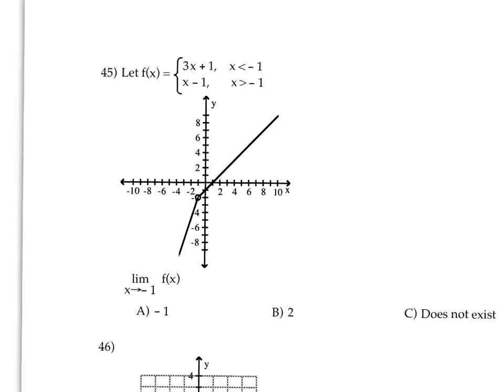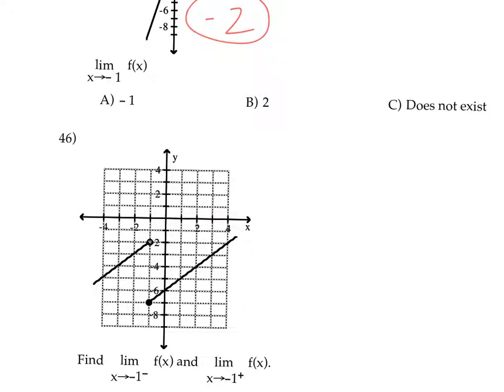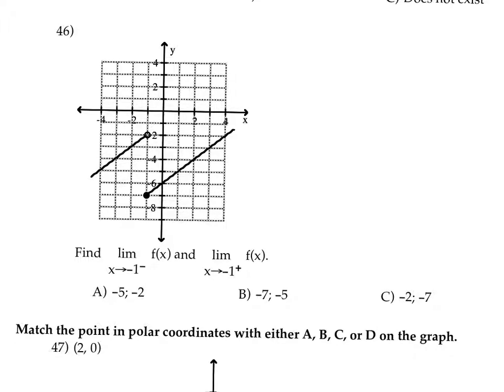For number 45, we're given a piecewise function. We've got to find the limit as x approaches negative 1. From both sides, we're approaching the same value, which is negative 2. Therefore, our limit is negative 2. For 46, we're looking at the limit as x approaches negative 1 from the left. That's that first one. That's this guy here. So from the left, we're approaching negative 2, and from the right, we're approaching negative 7. So negative 2 and negative 7 would be those limits respectively, which is choice C.